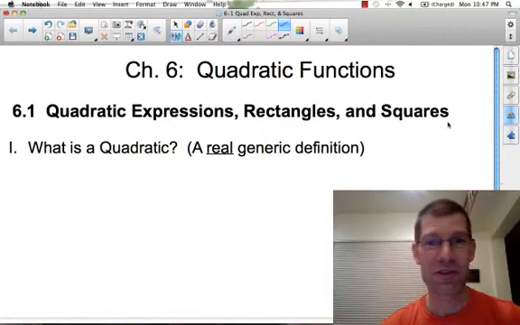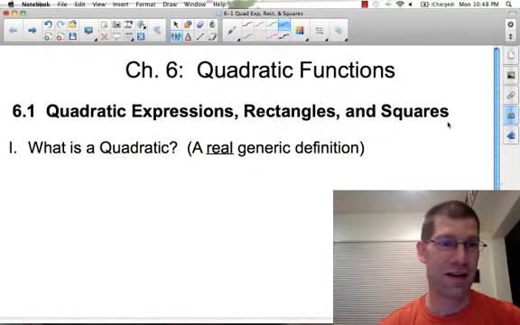So, title there, Chapter 6, Quadratic Functions. And we're looking at 6.1 today. It's quadratic expressions, rectangles, and squares. And a few things to kind of say relating to that.